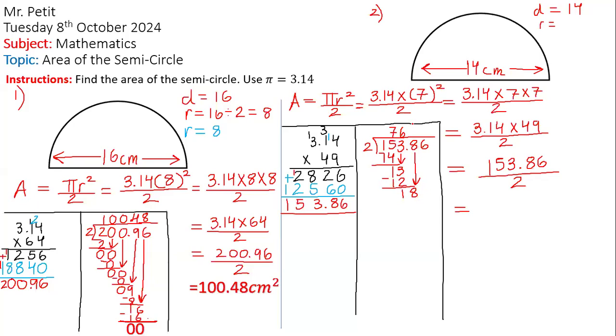How many times does 2 go into 18? 9 times. Excuse me, Mr. Petit. You could take a look at my division. I'm doing great. I'm getting better. Please. 2 times 9 is 18.